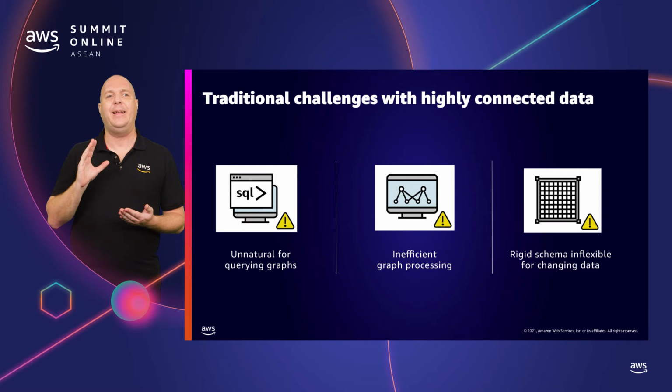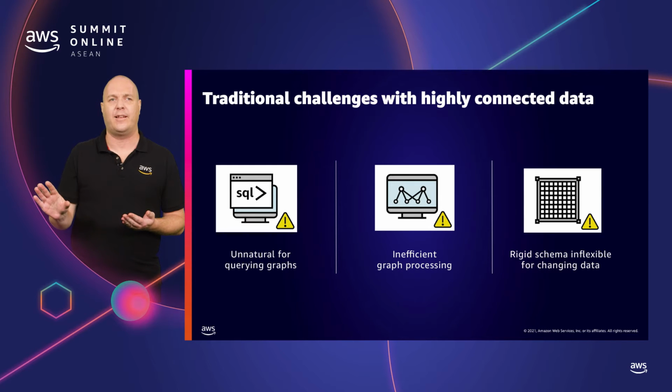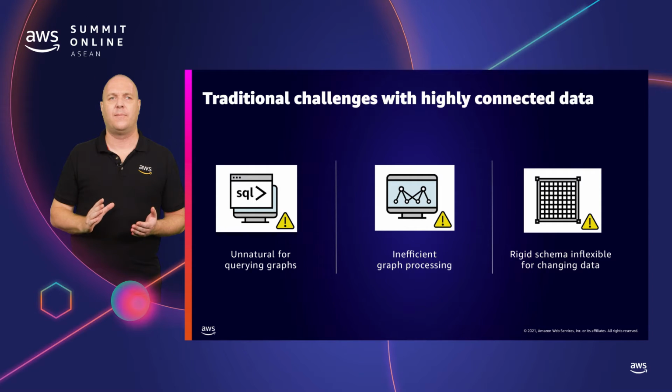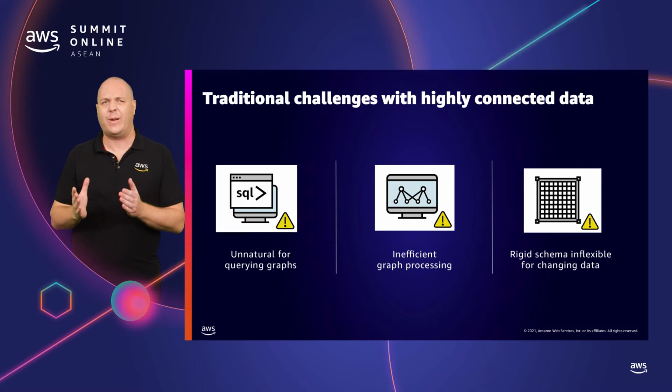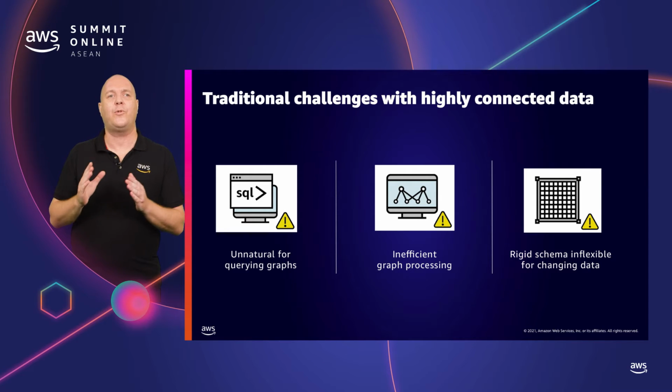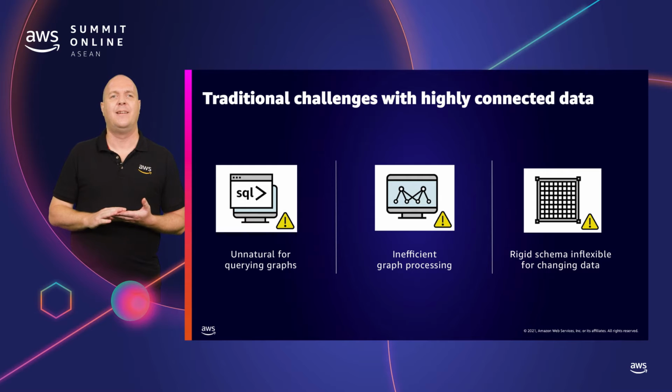Traditionally, customers have been using relational databases as a single tool for every use case. Because relational databases were not purpose-built for querying and traversing graphs, this leads to a number of problems. SQL, as a query language, is unnatural for querying graphs. It is hard to express your query in SQL, and if you manage to do so, the resulting query is slow due to inefficient graph processing. And the rigid schema is inflexible for changing data.